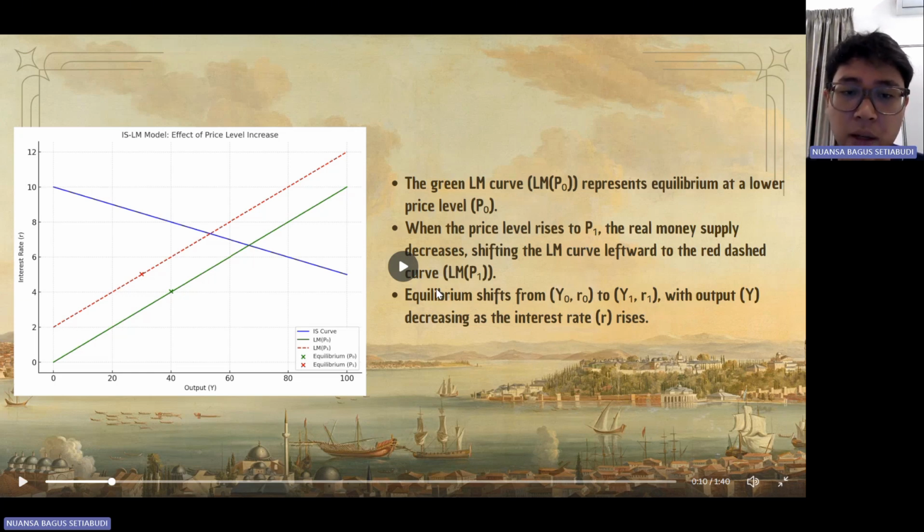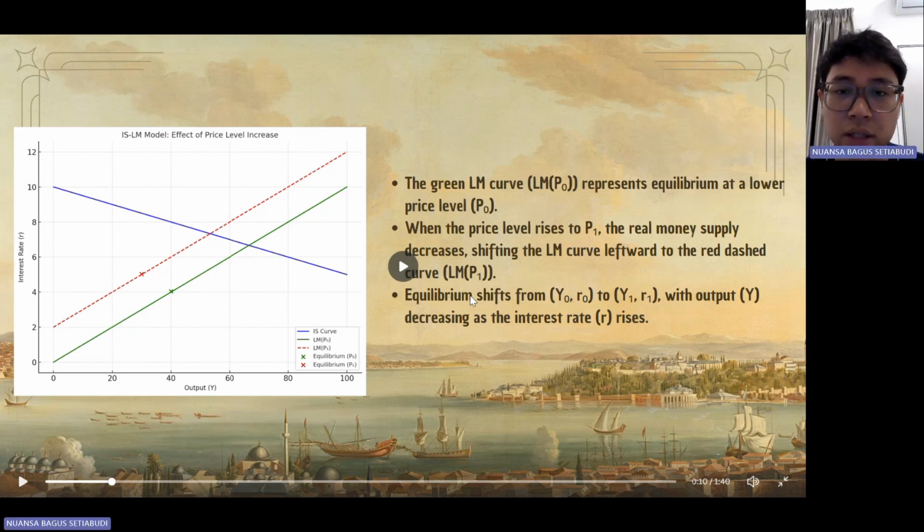When the price level rises to P1, the real money supply decreases because M/P falls. This causes the LM curve to shift leftward to the red dashed curve labeled LM P1. At the new price level, the equilibrium moves from Y0 and R0 to Y1 and R1. Notice that the output Y decreases, moving left along the IS curve. Simultaneously, the interest rate R increases.